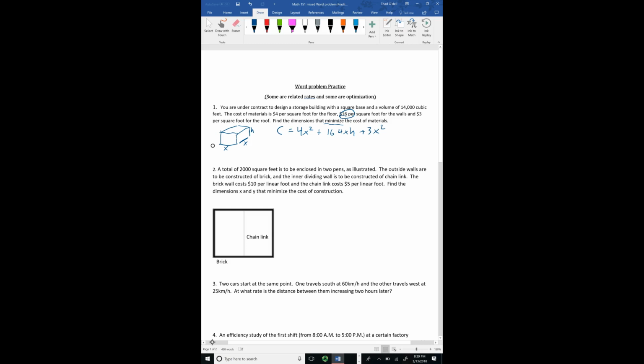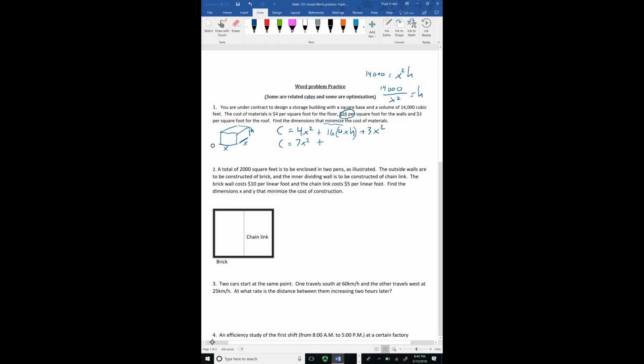Now, of course, we don't want that extra h in there because that's going to have some variables that we don't want. We can combine the 4x squared and 3x squared, but before we do that, we know that the volume of this box is 14,000. To find the volume, you go length times width times height, so that is equal to x squared h. That means 14,000 divided by x squared is equal to h.